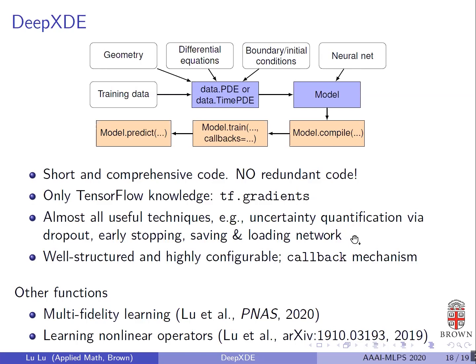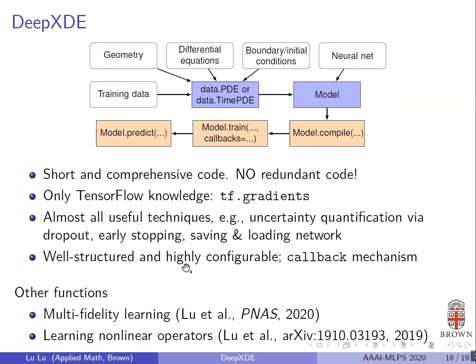Currently, DeepXDE supports almost all useful techniques in the deep learning field, especially when we use deep learning for solving PDEs. For example, we can use dropout for uncertainty quantification, we can do early stopping, or we can dynamically save and load the network. Many useful techniques have already been implemented in the software, roughly all the techniques we require in practice.